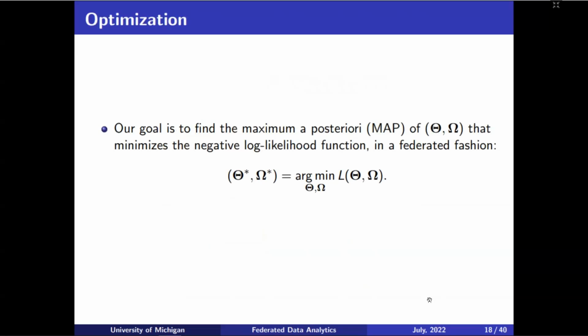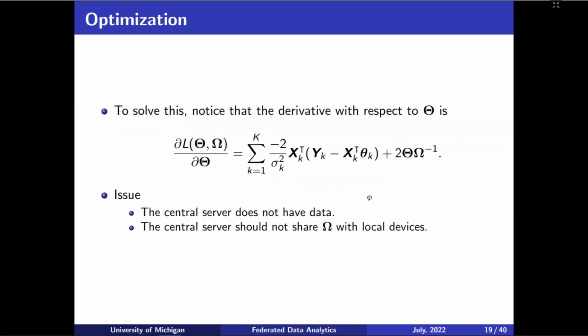Therefore, our goal is to find the maximum a posteriori or MAP estimator of the big theta and big omega that minimize the loss function, which means we want to find the argmin of this loss function. Now, by taking the derivative of the loss function with respect to big theta, we can obtain the following gradient.